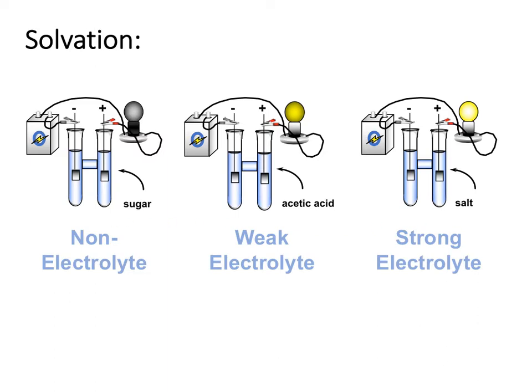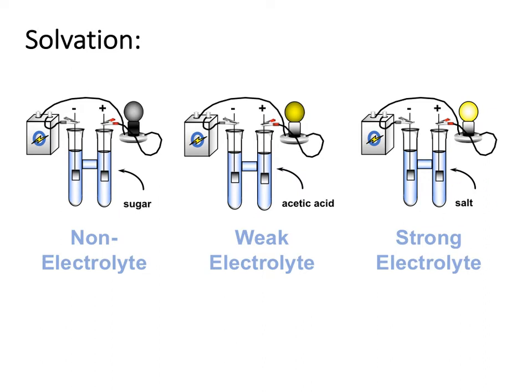Okay, so if you look at this sugar solution, when the electrical current is run through that solution, the bulb doesn't light up. We'll come over here to the acetic acid, or the polar covalent molecule solution. We have a very faint glow, so some electrical current is able to travel through because there are ions present.